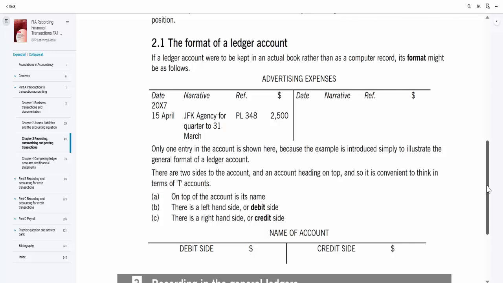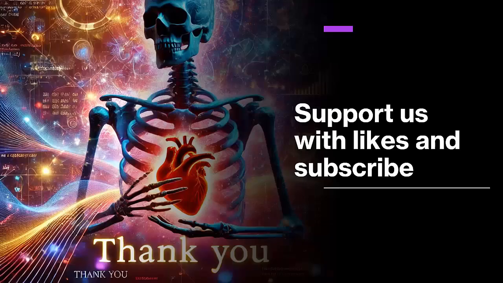In our next lesson, we're going to take things a step further and see how transactions are practically posted to the general ledger. This will give you hands-on insight into how the system works in real-life scenarios. Make sure you're ready because this will be an exciting step in your journey to mastering accounting.